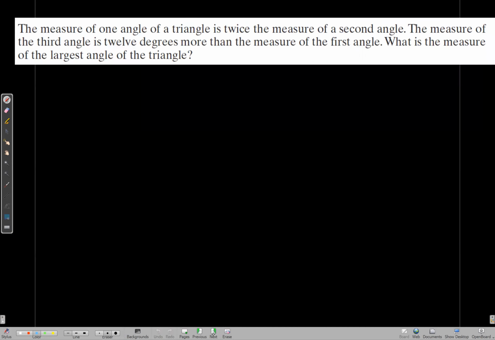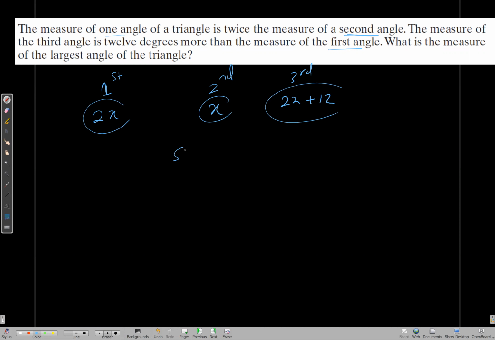Okay, next. Now this problem has some word issue. First angle, it says the measure of one angle is twice the measure of the second angle. So the second angle, if I take it to be x, then this one is 2x. And the measure of the third angle is 12 degrees more than the first angle. So the first one I took as 2x, so 2x plus 12. If we go with the wording, then you have here 2x. When you add these, we get 5x plus 12 equals 180.